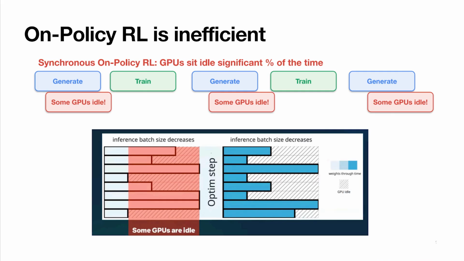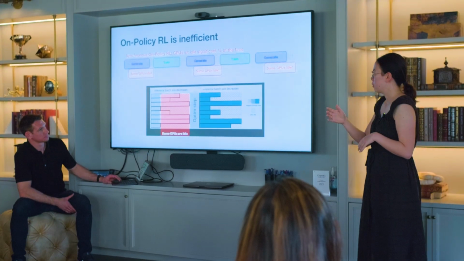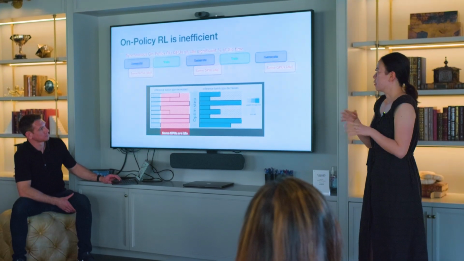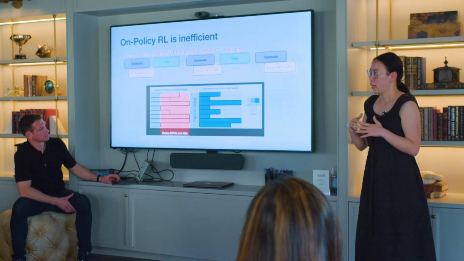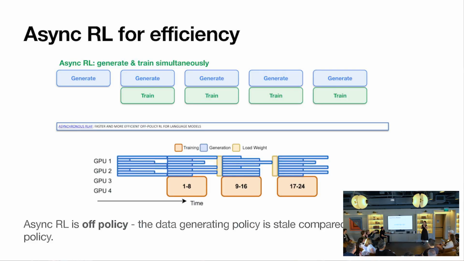And you see that while you're running generate, some of these samples go really long. So for large amounts of time, your GPUs are basically just sitting idle. This is a very big problem. Your GPUs are idle for a large percentage of the time. So what can we do to fix that?